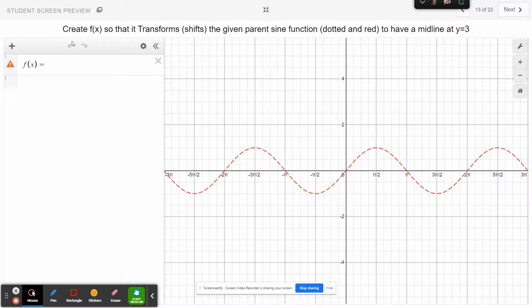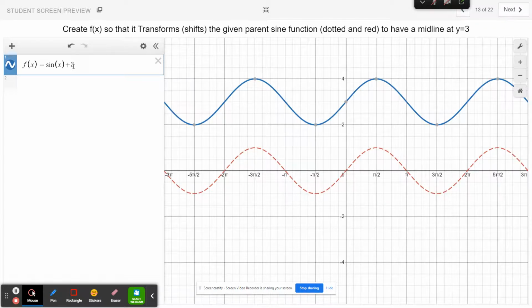All right, now we're into some fun here. Create f of x so that it transforms or shifts the given parent sine function to have a midline of 3. So now I want the midline to be up here at 3. So I need to shift this graph up 3 units. So how do I type that in? It's still going to be the parent function, sine of x, but now I want it up 3 units. So I've got to put plus 3 outside the parenthesis.